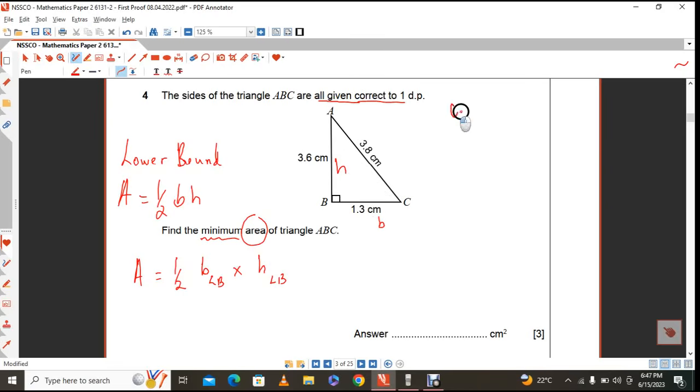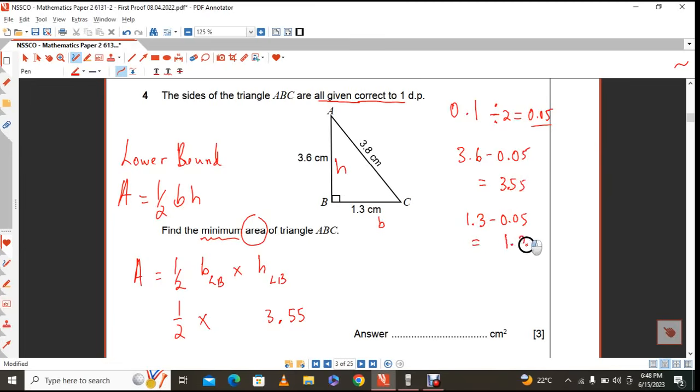Then when something is given to one decimal place, it is like 0.1. So immediately you start dividing it by 2, and once you divide that by 2, you get 0.05. This is what we are going to subtract from each one. So 3.6 minus 0.05 would be 3.55, and that would be my new height. So it's a half times 3.55. Just correct that one over there. The same applies with the 1.3. Take away 0.05 from it, and that will be 1.25. So the base there is 1.25. Okay, so you're going to multiply this out.